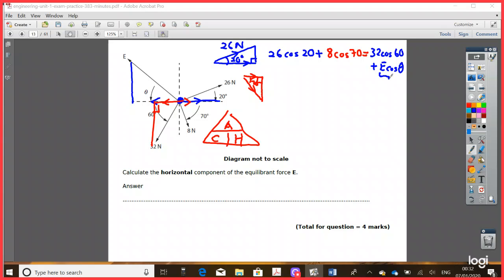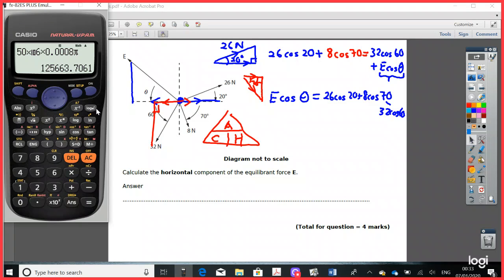This is the horizontal component, which is what we're trying to find. So if we move this one to that side, we can rewrite E cos theta, which is the horizontal component, as equal to 26 cos 20 plus 8 cos 70, however, minus 32 cos 60. Okay, so put that in a calculator. That will give us the answer for E cos theta, which is the horizontal component.